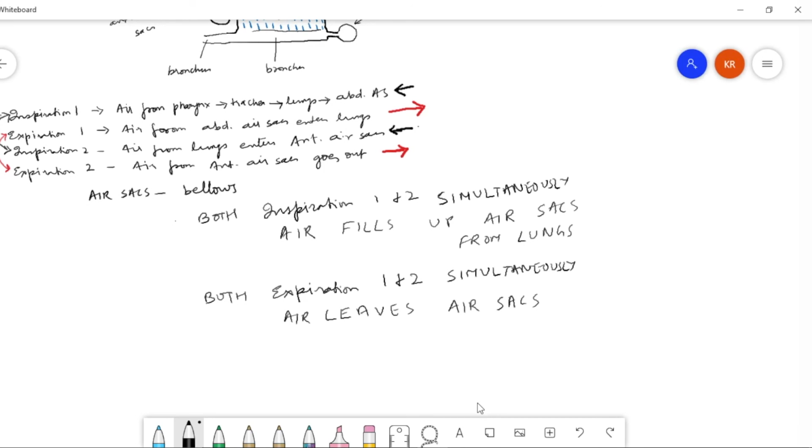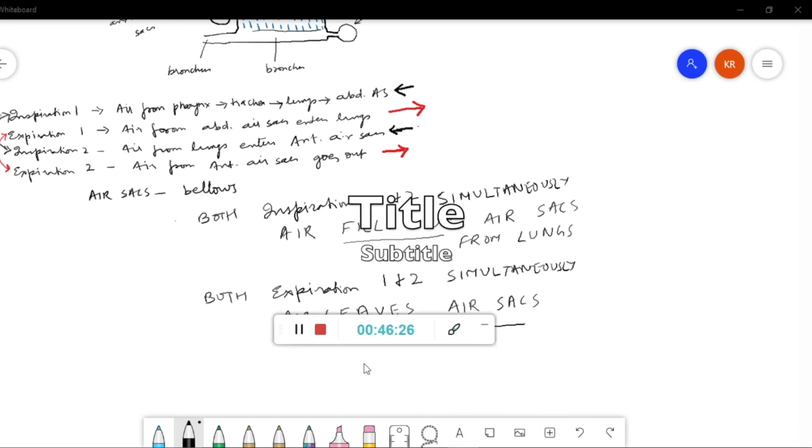So when inspiration is taking place, air is filling up the air sacs, and when expiration takes place, air is leaving the air sac. Air leaves air sac and air fills up air sac. So this is how it will be working as bellows. At the same time it will be happening. This is a little long and complicated, so you have to read this several times and listen to this several times to understand this. So with that, this is Professor Ravi calling it off.